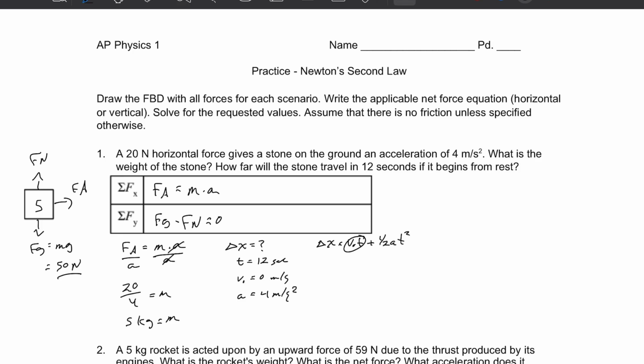V naught t goes away because the initial velocity is 0. We have delta x is equal to 1/2 times 4 times 12 squared. Now 12 squared is 144. 1/2 of 4 is 2. So 2 times 144 is going to be 288 meters.